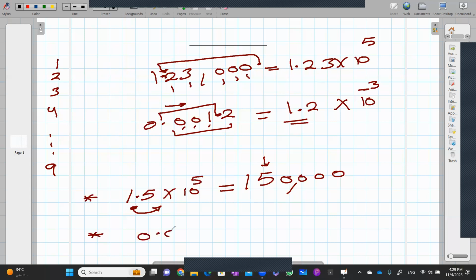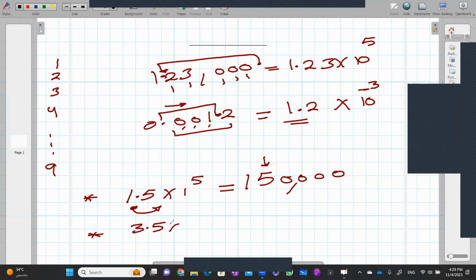If I have 0.00035, this is not scientific notation. If I rewrite it in scientific notation, it will be 3.5 times 10 exponent negative 3. How can I write it in standard notation? The decimal point moves to the left 3 digits, then 3 is the first digit, add 0 second, 0 third, then the decimal point. And then this is standard notation.